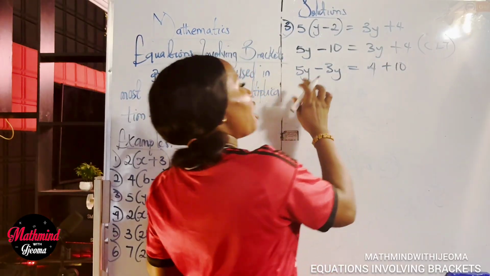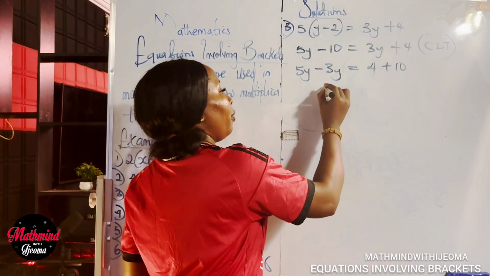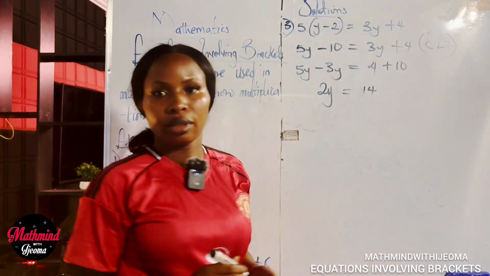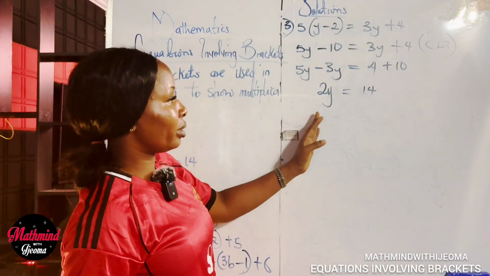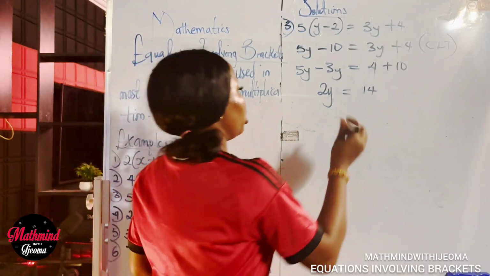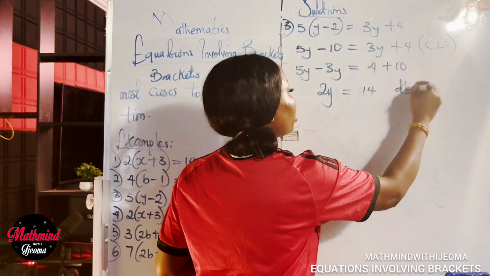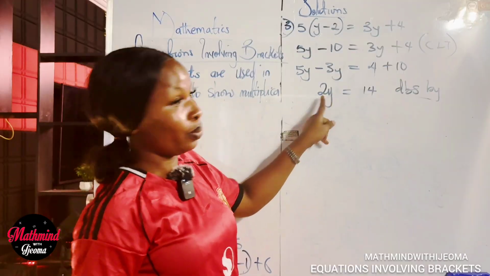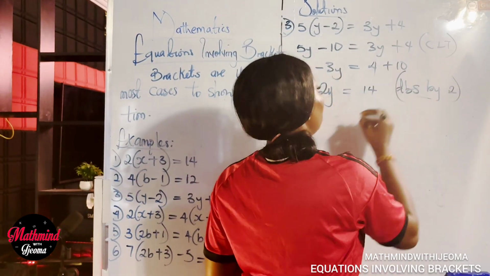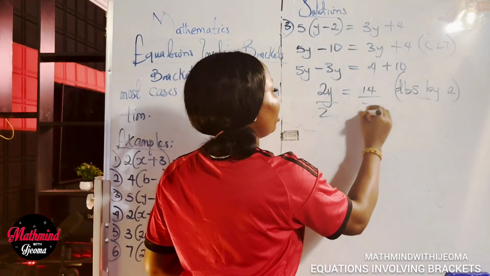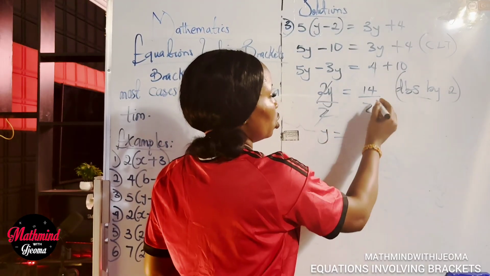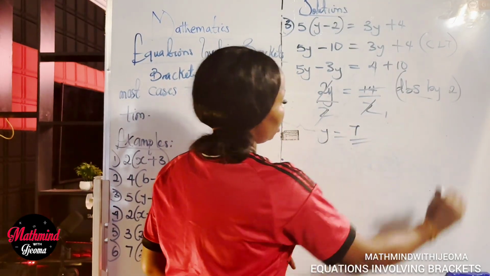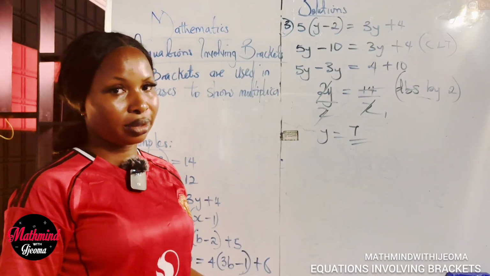So we have 5 minus 3, which is 2y, is equal to 14. So what do you do next? Divide both sides by the coefficient of y. What's the coefficient of y? What is multiplying y? 2. So we have divided by 2, divided by 2. Y is equal to 2 divide 14 will give us 7. And that becomes our final answer.